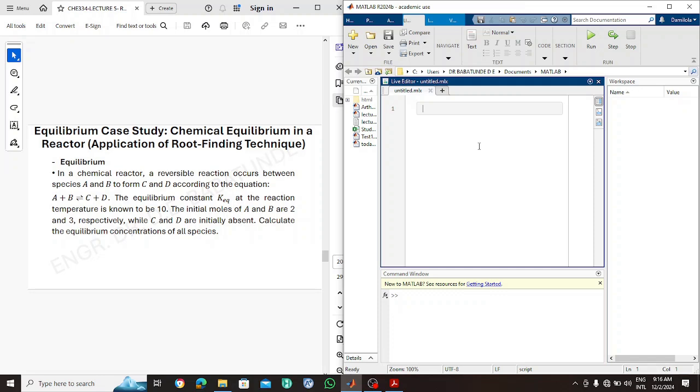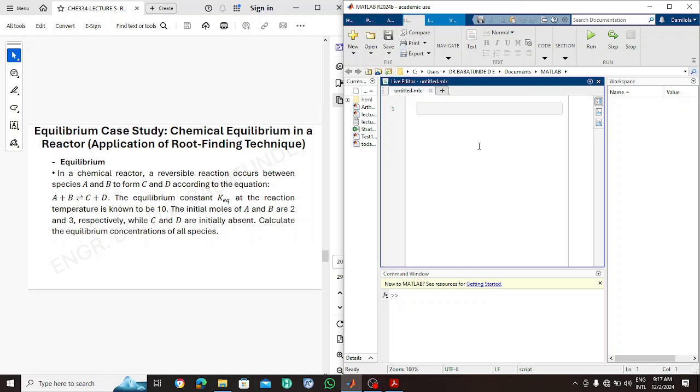So let me just give you a brief explanation of what the problem is before we apply MATLAB to root finding, that I believe we already laid the right foundation for in the last class. So you have a reaction taking place between A and B, which are the reactants. The forward reaction is producing C and D. But that reaction is reversible, meaning that the products C and D are also reacting to form the reactants back, which are A and B.